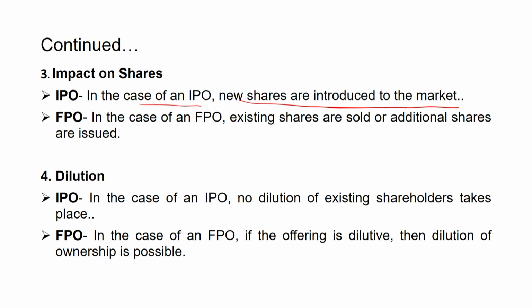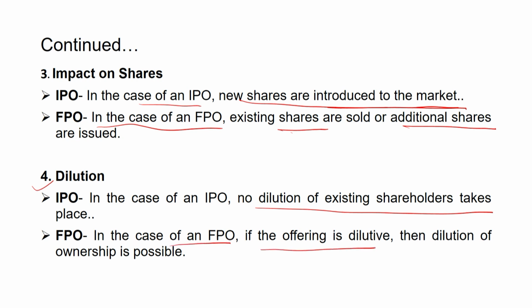So they are introduced into the market and the companies are listed on the stock exchanges. Whereas in case of FPOs, the existing shares are sold or additional shares are issued for generating a larger amount of funds from the market. If I talk about the dilution of ownership, in case of the IPOs, there is no dilution of existing shareholders that takes place, whereas in case of the FPOs, the offering may be dilutive, and in that case the dilution of ownership may be possible.